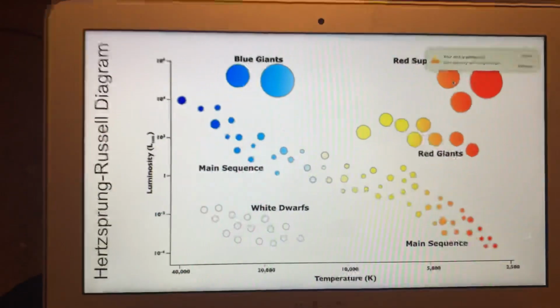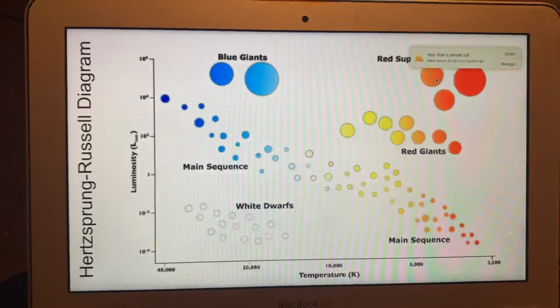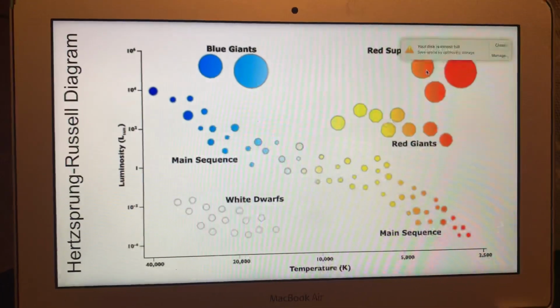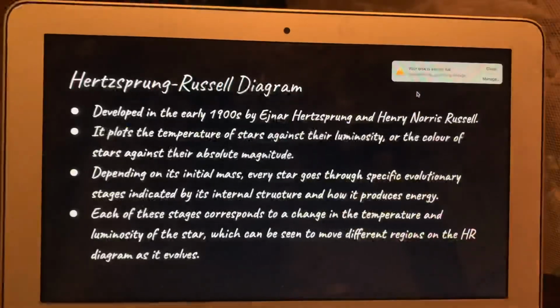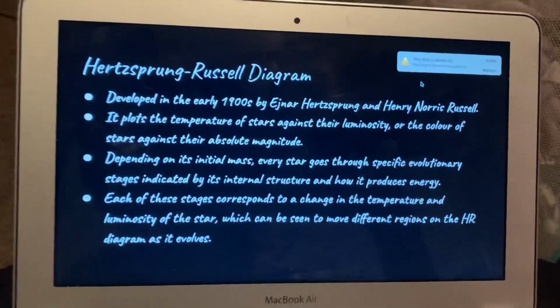Okay, and this is a picture of the Hertzsprung-Russell diagram, basically. I added that in there. Okay, and now I'm going to just basically break down exactly what I just showed you.